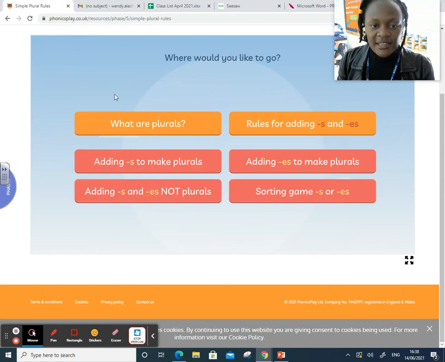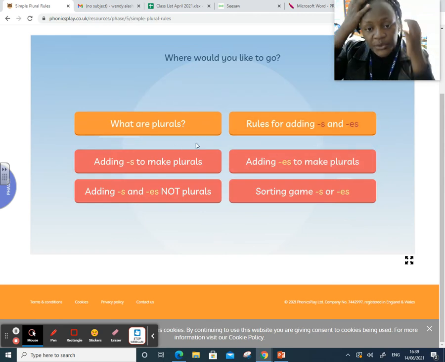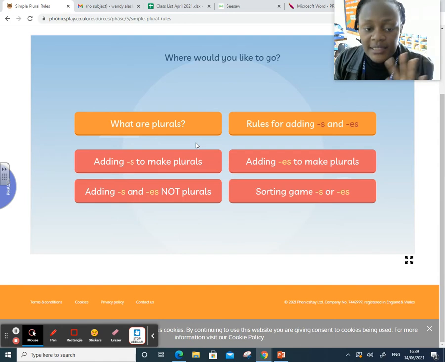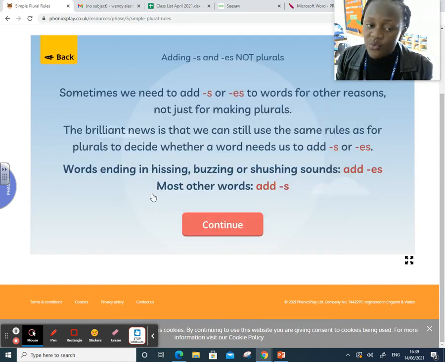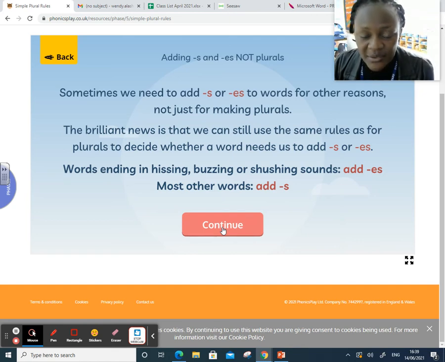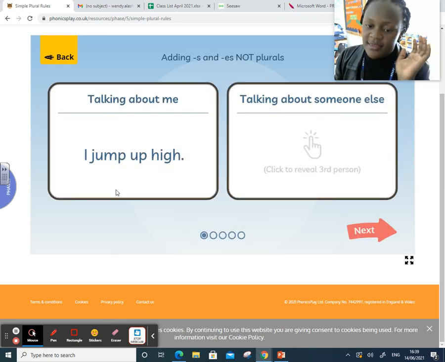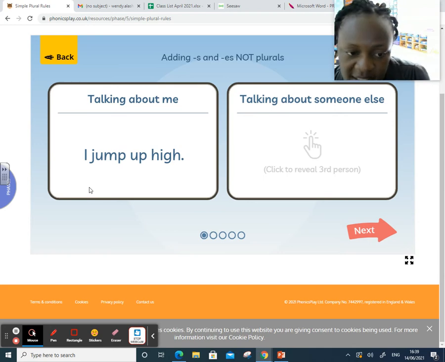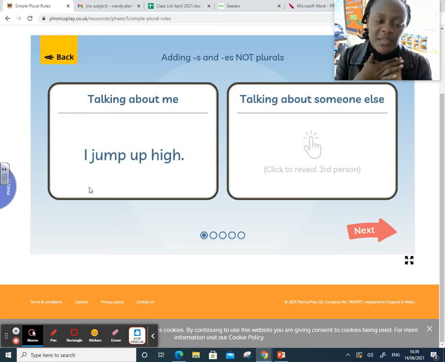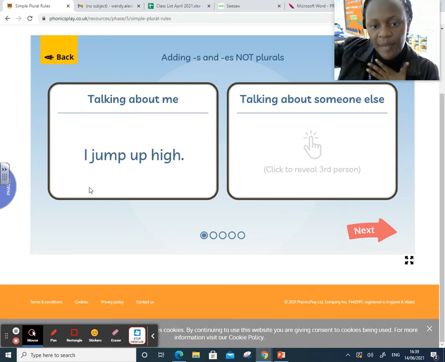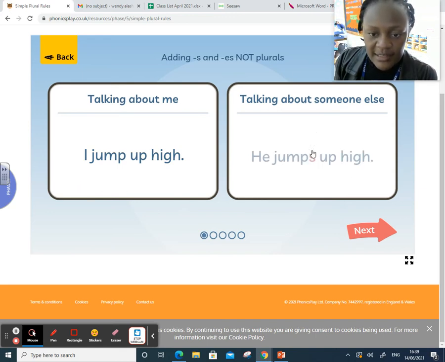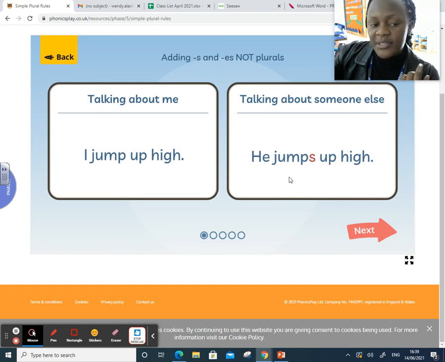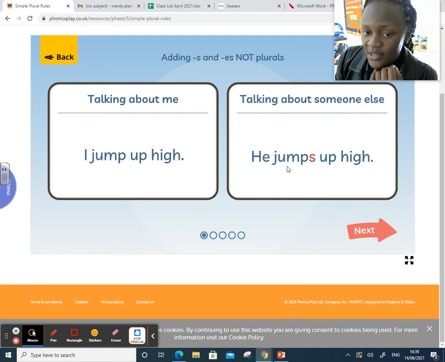So, yesterday, this is what we did. We found some rules of adding s and es to nouns, but today we are adding s and es to words that are not nouns. Okay, and we are not making plurals, but the rules are just the same. Let's try to read some of these sentences together. If I'm talking about me, I'll say, I jump up high. What if I'm talking about someone else? I'll say, he jumps up high. You realize that when I'm talking about someone else, I've added s to the verb.